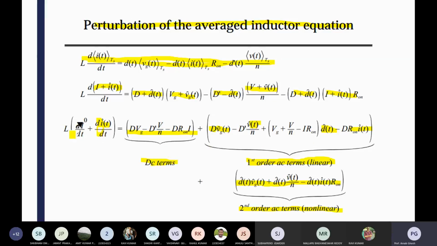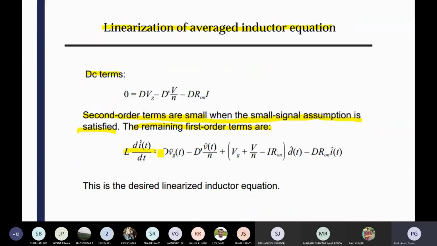On the left hand side, only AC terms are there. DC terms are not there, as well as second order AC terms are not there, so that's why you are using the identity. So the DC term you are putting as 0 for this one. For the AC term, your inductor current L dIL/dt equals this value. So you can write it that way: L dIL/dt equals dVg cap minus d' v cap by n plus Vg plus v by n minus IR1 whole into d cap t minus d R1 into i cap.